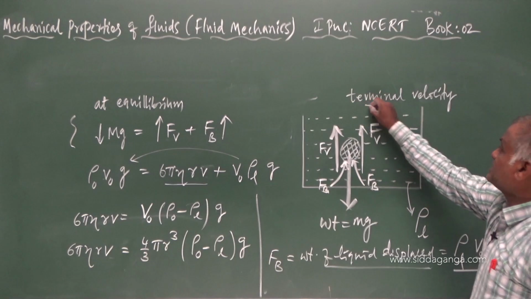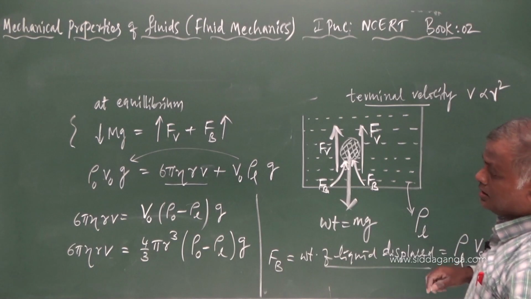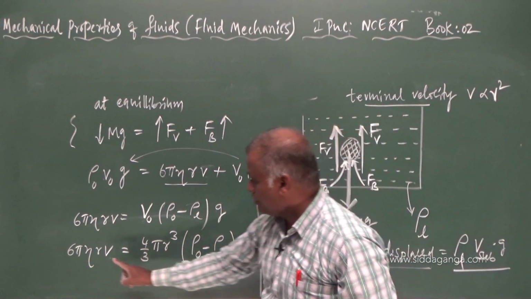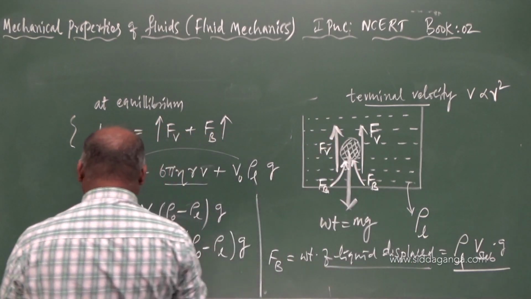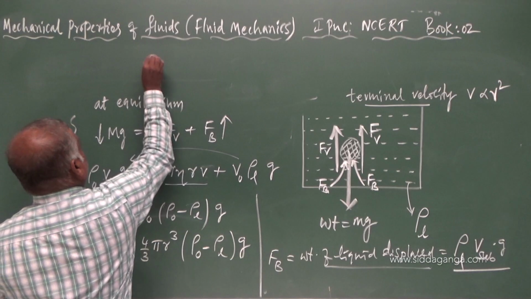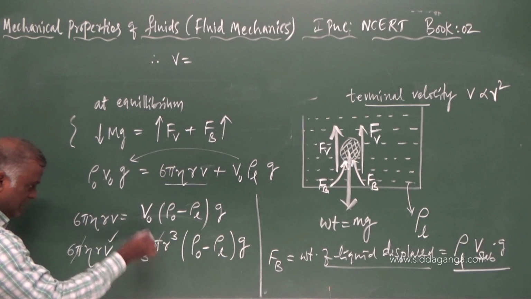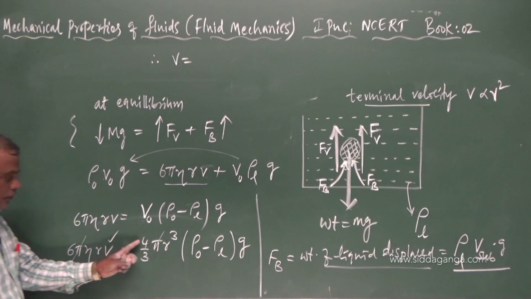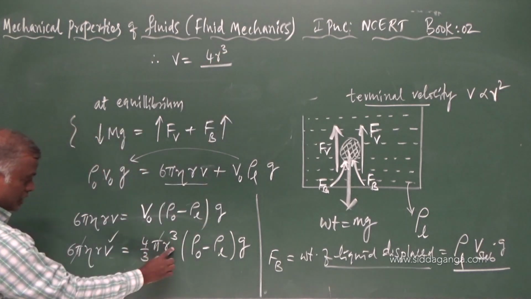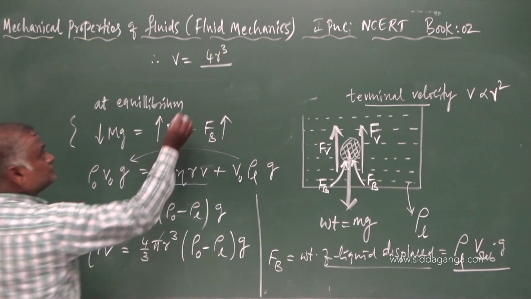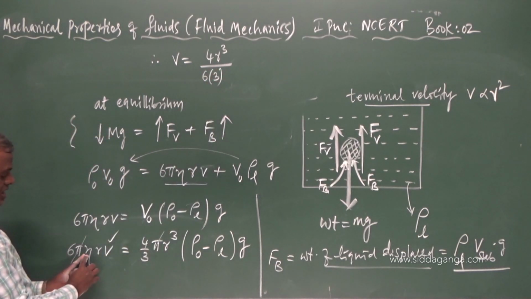You are obtaining the expression for terminal velocity proportional to r square. We have to prove this. So arranging this, my dear students, 1 r here, 1 r you can cancel here, r square is left. So therefore v is equal to, I just take this side, pi cancels, 4r cube divided by 3 into 6, 6 into 3 into eta r.